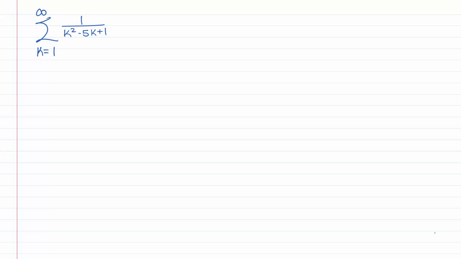We're going to do some examples using the limit comparison test. Let's first start with an example that we did the regular comparison test for. The sum k goes from 1 to infinity of 1 over k squared minus 5k plus 1. If you remember when we did the regular comparison test, first we said that 1 over k squared minus 5k plus 1 was positive for k bigger than or equal to 5.